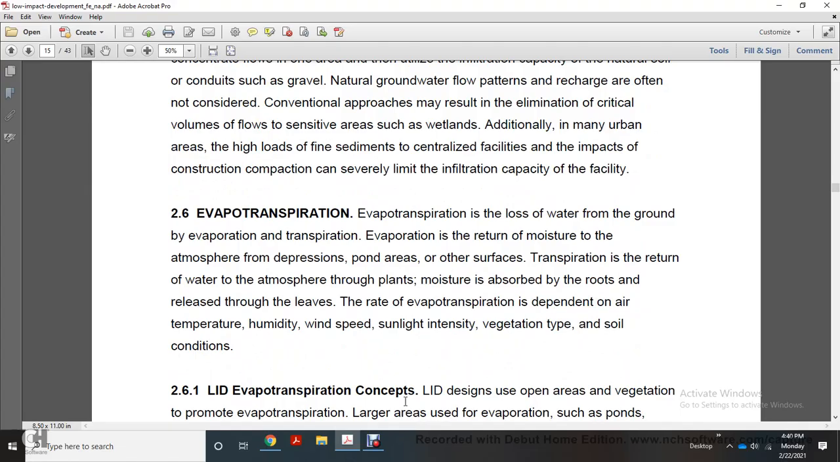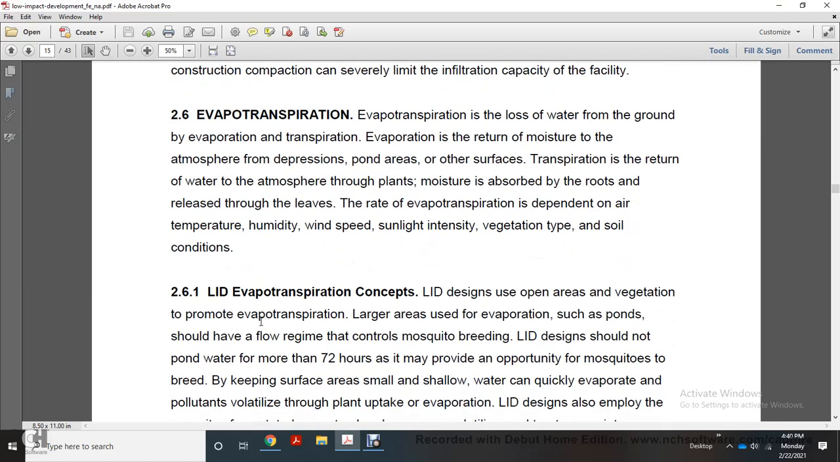Evapotranspiration. Evapotranspiration is the loss of water from the ground by evaporation and transpiration. Evaporation is the return of moisture to the atmosphere from depressions, ponds, or other surfaces. Transpiration is the return of water to the atmosphere through plants. Moisture is absorbed by the roots and released through the leaves. The rate of evapotranspiration depends on air temperature, humidity, wind speed, sunlight intensity, vegetation type, and soil condition.